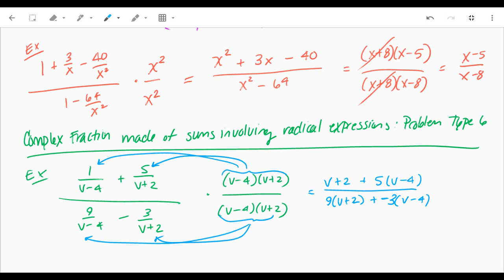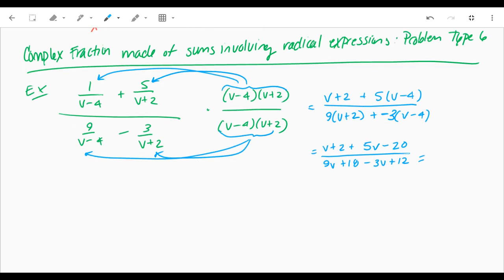So now again we've cleared our fractions. And our next step is to expand those top ones out, all the ones that have the coefficient, the 5, the 9, and the negative 3. So the v plus 2, be really careful with negatives, plus 5v minus 20 over 9v plus 18 minus 3v plus 12.